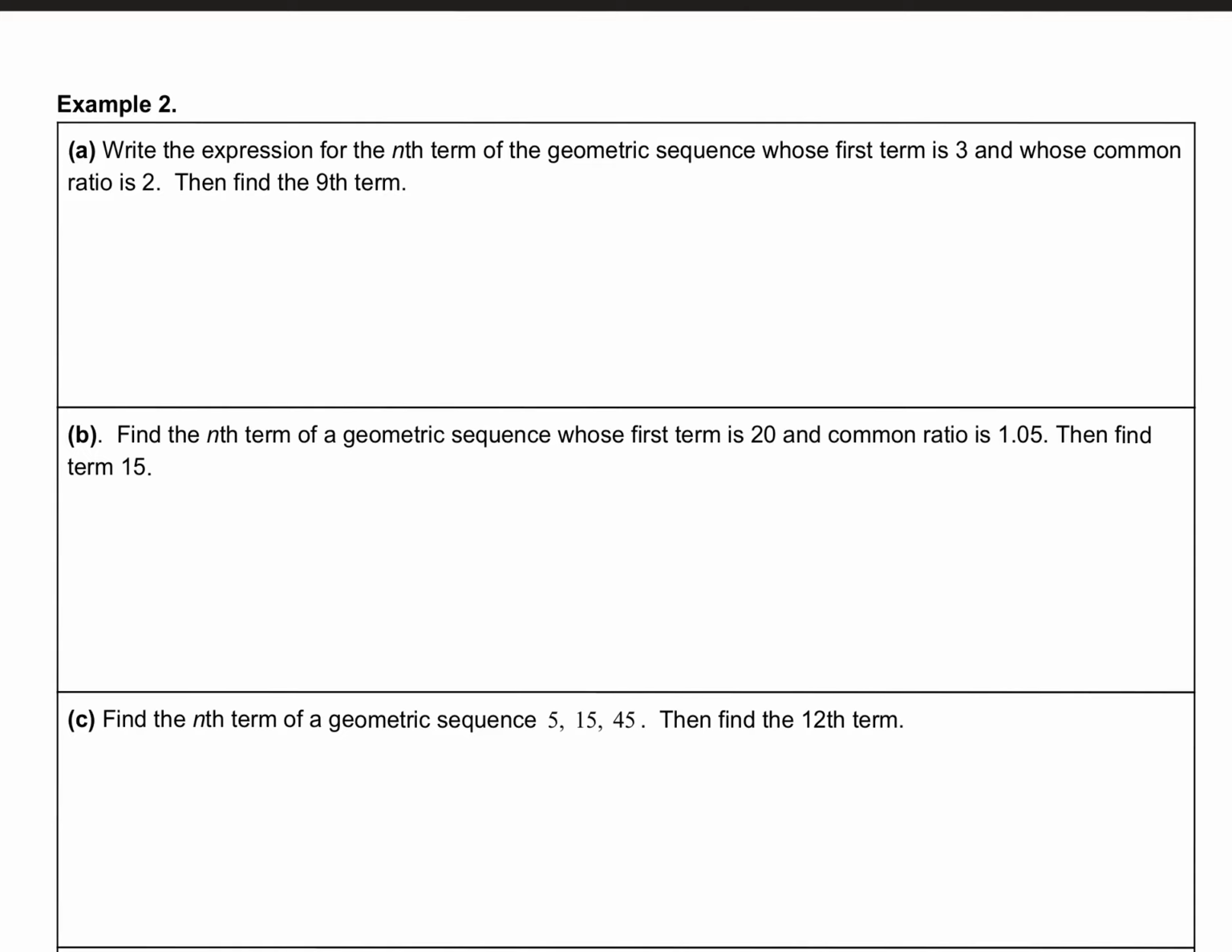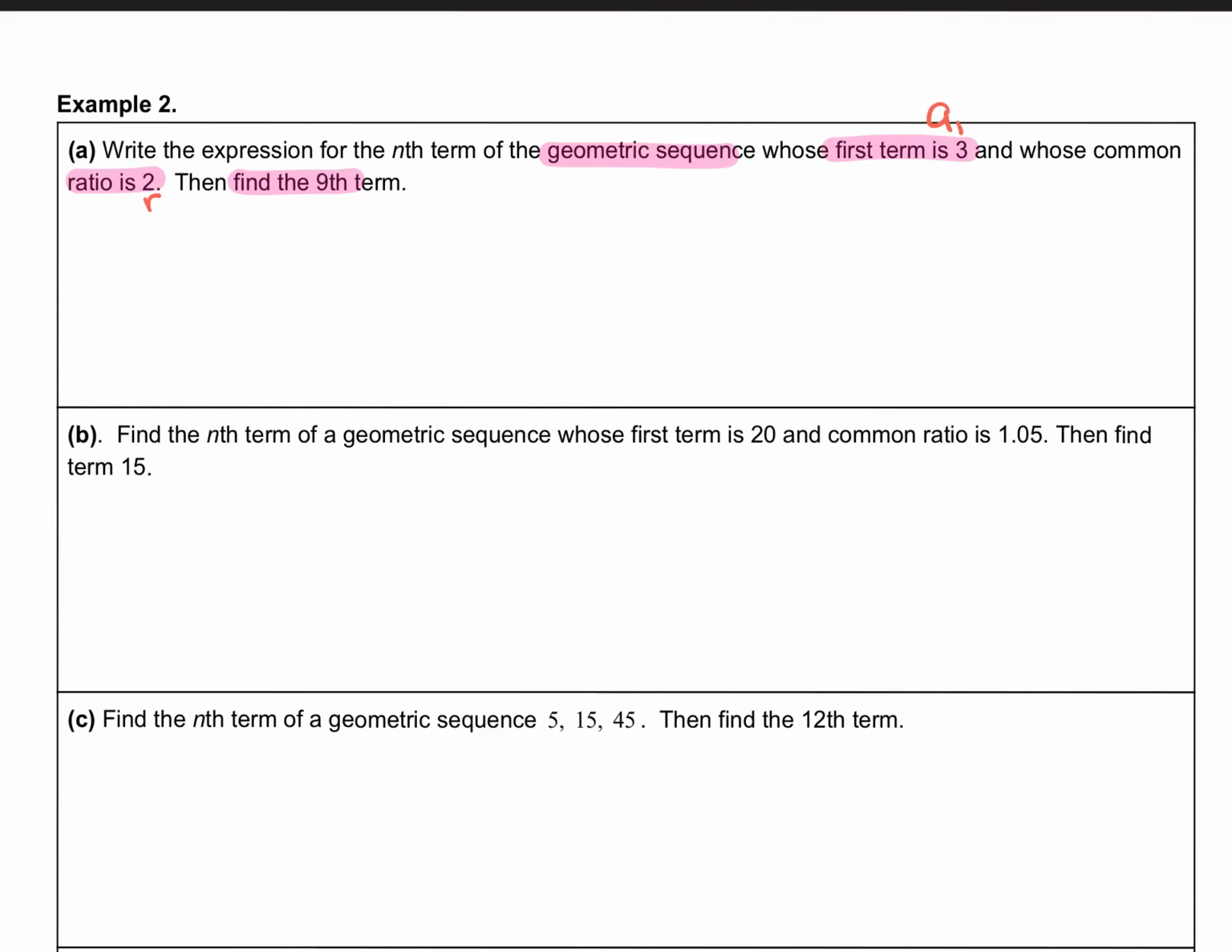Okay, well, let's try a couple of examples. I'll do one with you and have you try one or two of these, and then we'll talk about them. So the question says, write the expression for the nth term of a geometric sequence whose first term is 3 and common ratio is 2, and then find the 9th term. So there's a lot of information here. First thing we have to realize is that they give us the first term. This is A1. They also tell us the common ratio is 2. That gives us R.